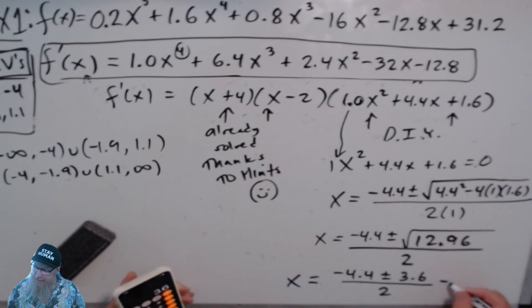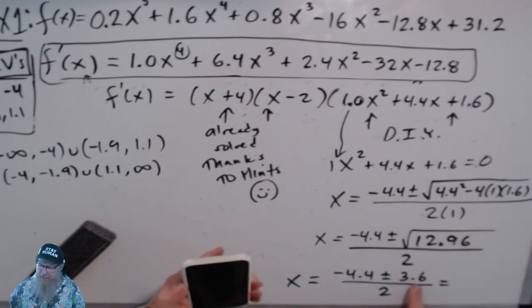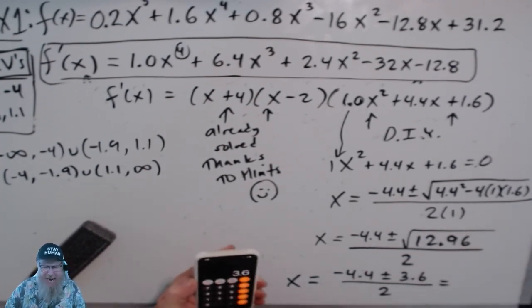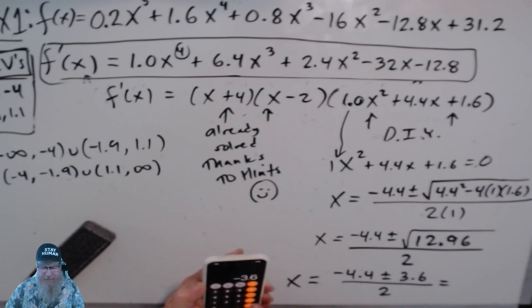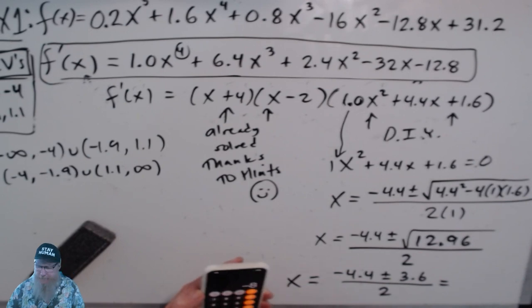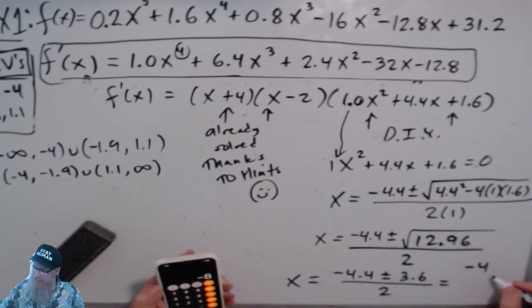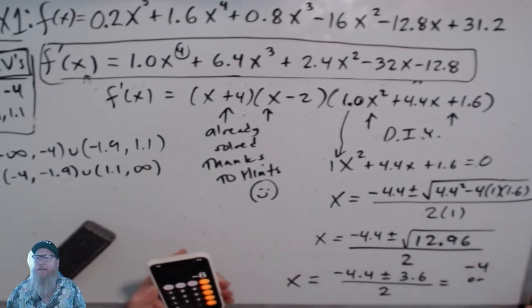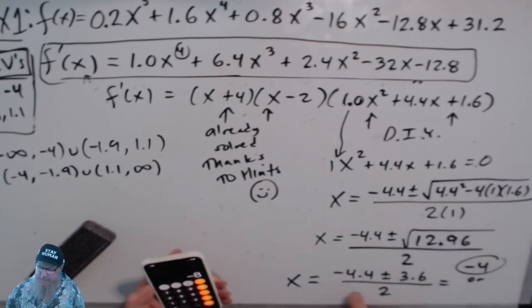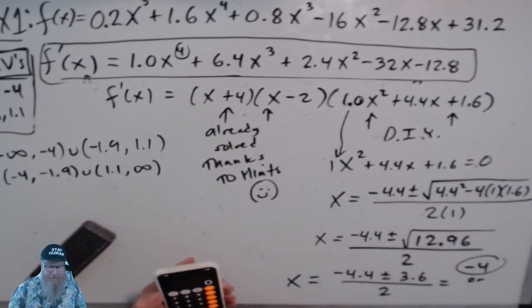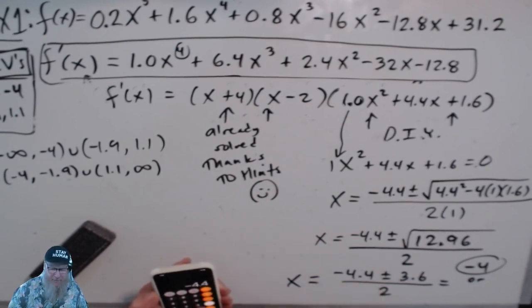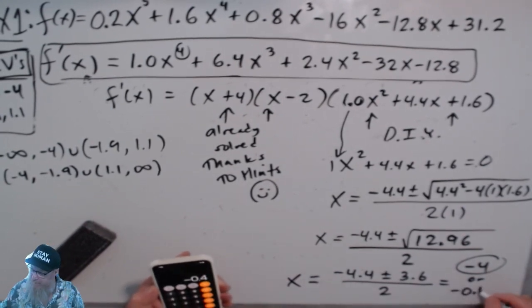So, all right, this is going to be our two critical values. One of them is negative -4. The other one is -4.4 plus 3.6 divided by 2, which is -0.4.